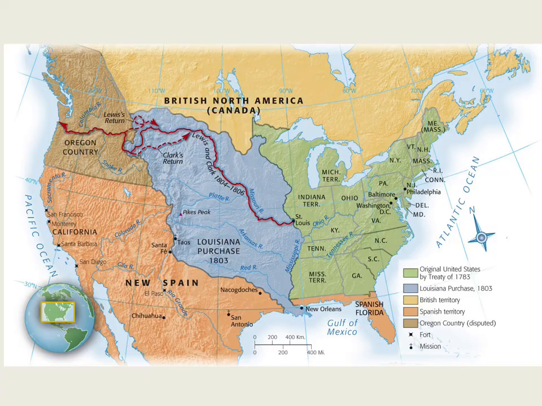So let's look at this map. In the center, the purplish color is the Louisiana Purchase. This is the huge area that the United States purchased from France. And look at the size of that. It's as large as the green area, which was the United States. It goes all the way, you can see New Orleans in the south, all the way up into Canada.